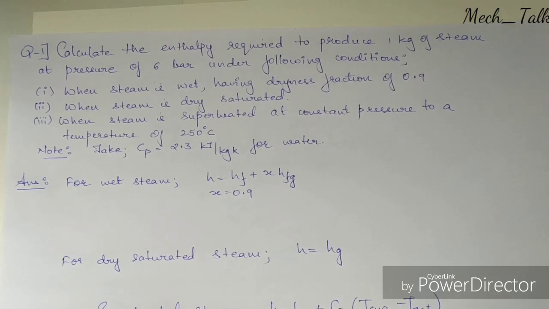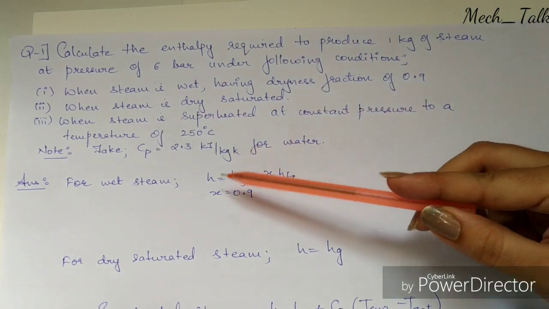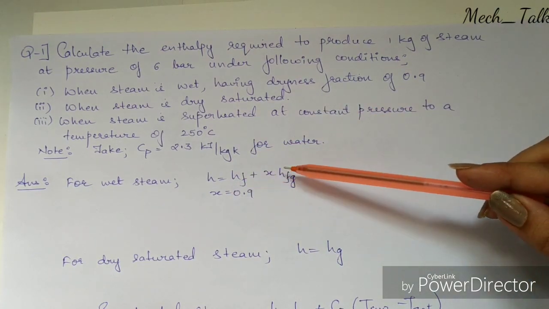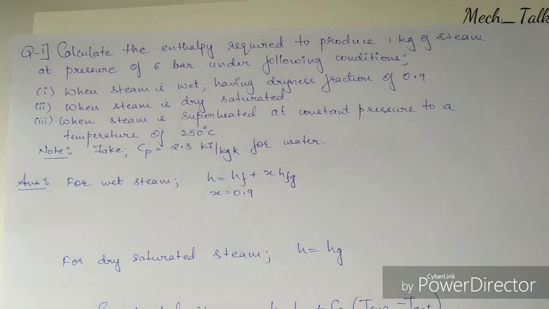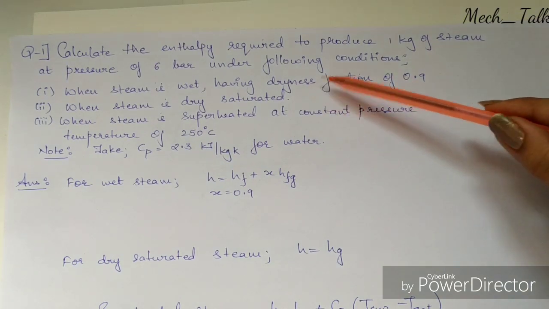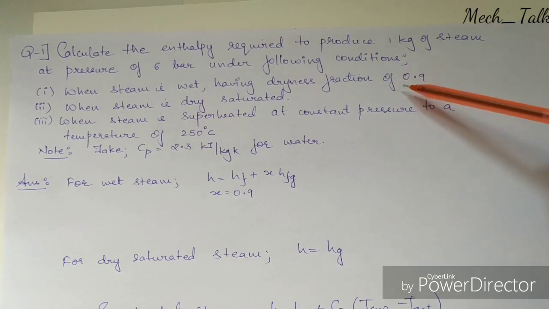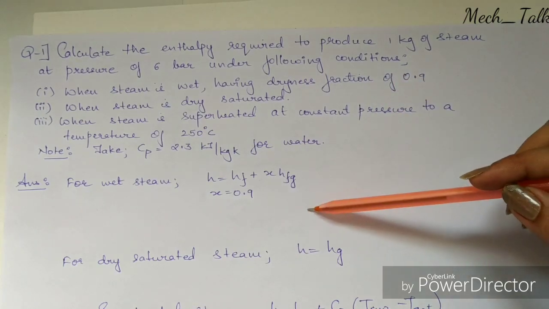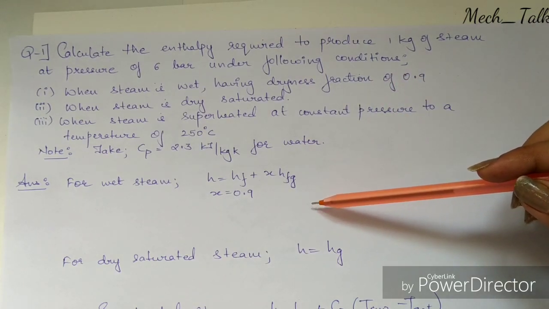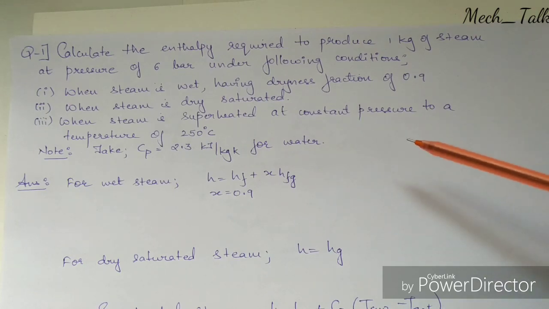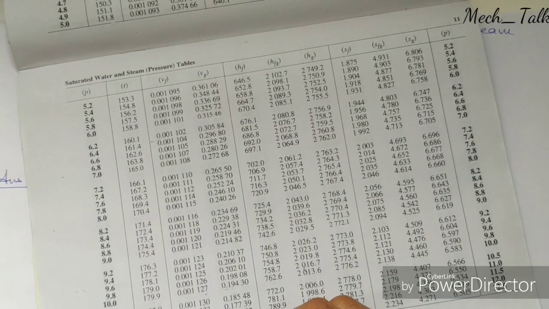So, first for wet steam, we know the equation as h equals hf plus x hfg. And the value of dryness fraction, that is x, is given as 0.9. So now let us start solving these sums using the steam table.